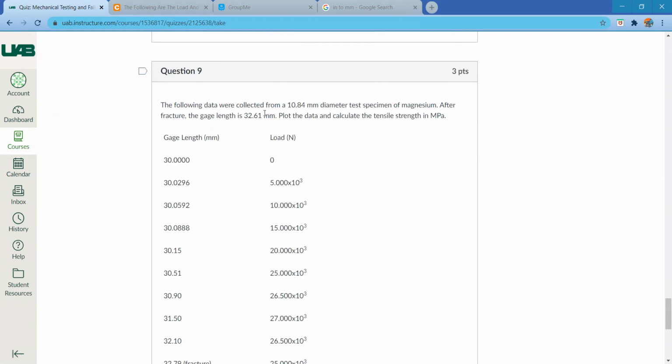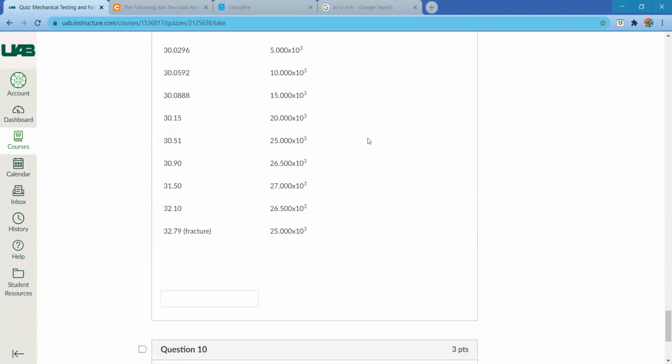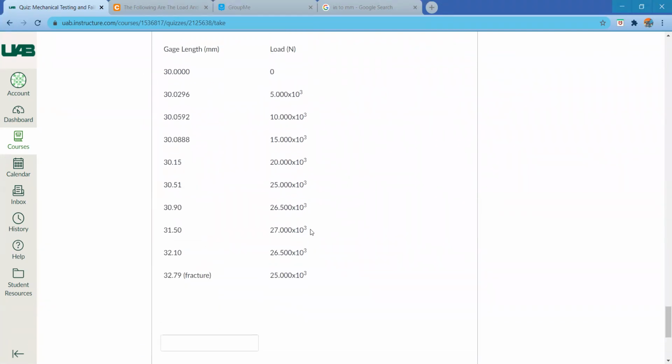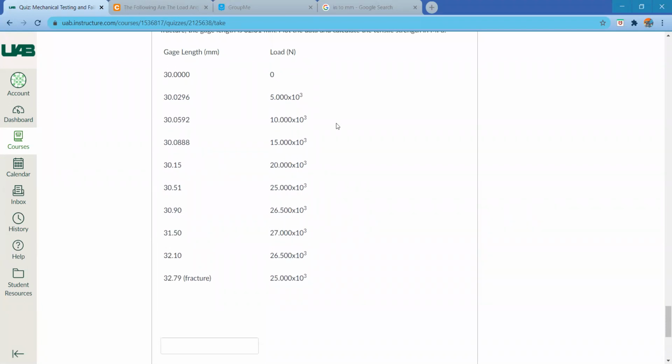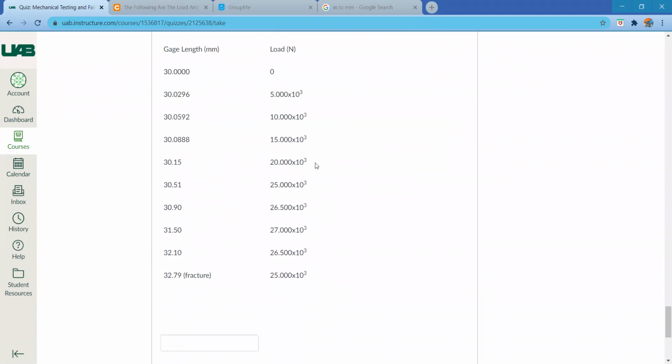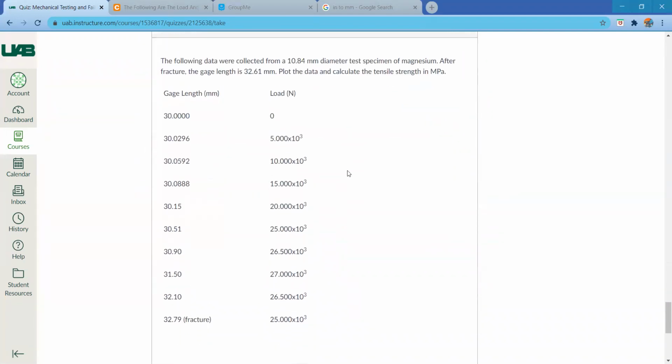Coming down here, once again, collected from a 10.84 millimeter diameter test specimen of magnesium. After fracture, the gauge length is 32.61 millimeters. Plot the data and calculate the tensile strength in megapascals. So once again, calculating the tensile strength. Find the max force, which is right here. And we're given our initial 10.84 millimeters. And it asks us for it in megapascals. Newtons divided by square millimeters gives us megapascals.